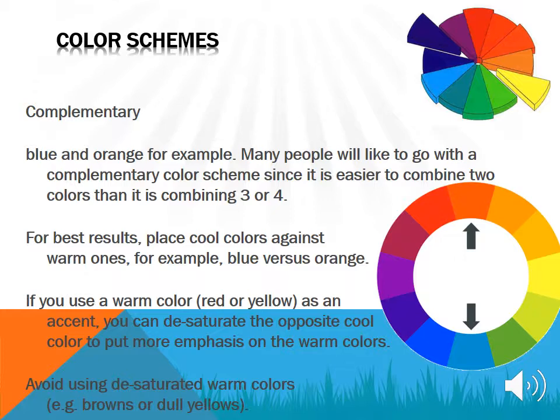For best results, place cool colors against warm ones. For example, blue versus orange. If you use a warm color, red or yellow, as an accent, you can desaturate the opposite cool color to put more emphasis on the warm color. Avoid using desaturated warm colors, for example, browns or dull yellows.